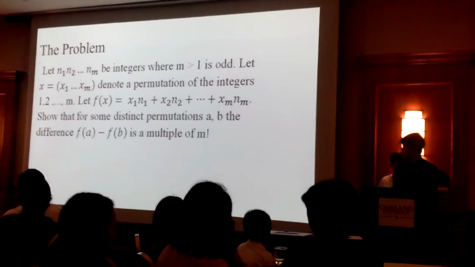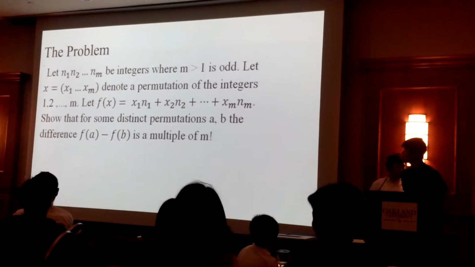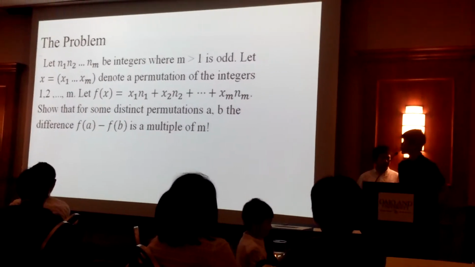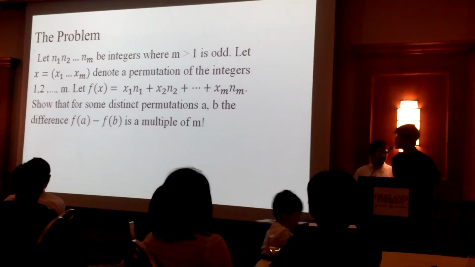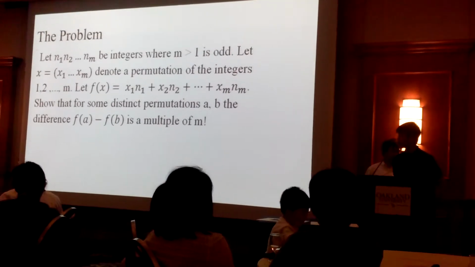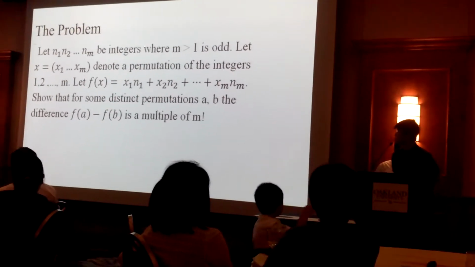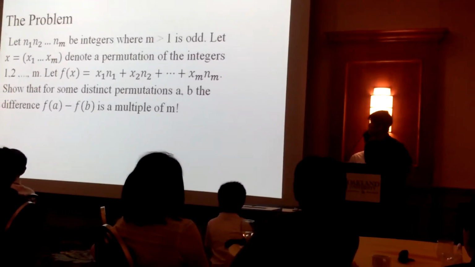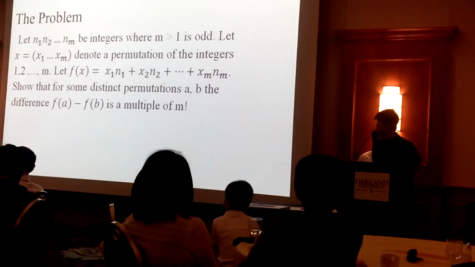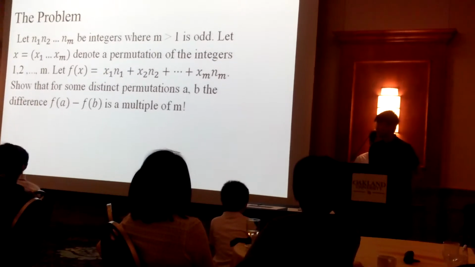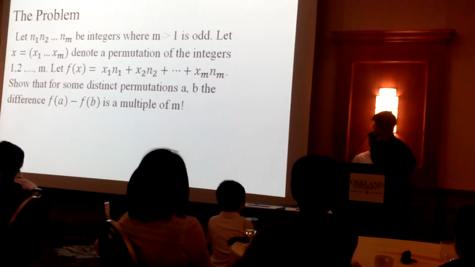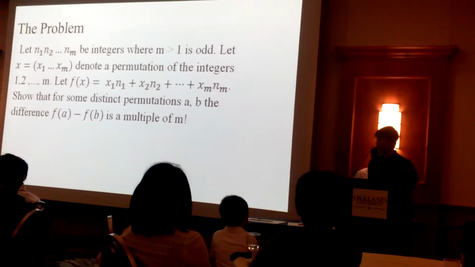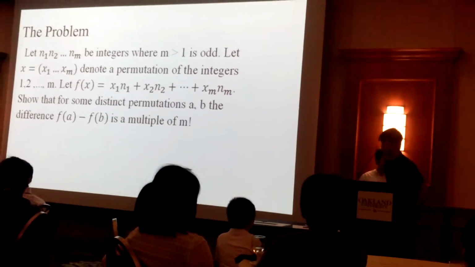So the problem states: let n1, n2, up to nm be integers, where m is greater than 1 and odd. Let x equal x1, x2, all the way to xm denote a permutation of the integers 1, 2, all the way up to m. Let f of x equal x1 n1 plus x2 n2 all the way to xm nm. Show that for some distinct permutations a and b, the difference f of a minus f of b is a multiple of m factorial.